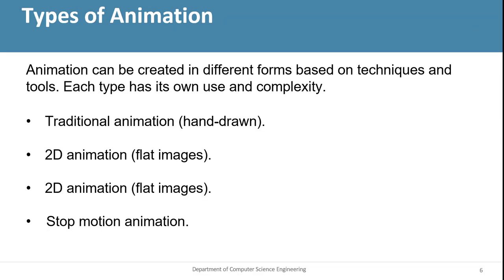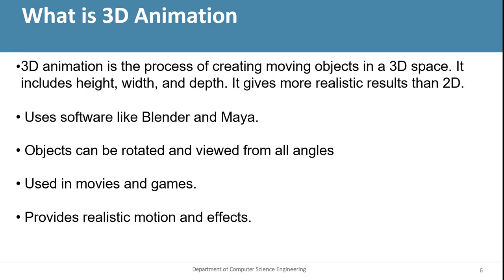Types of animation. Animation can be created in different forms based on techniques and tools. Each type has its own use and complexity. Traditional animation, which is hand-drawn. 2D animation, which uses flat images. 3D animation, which uses depth and models. Stop-motion animation.